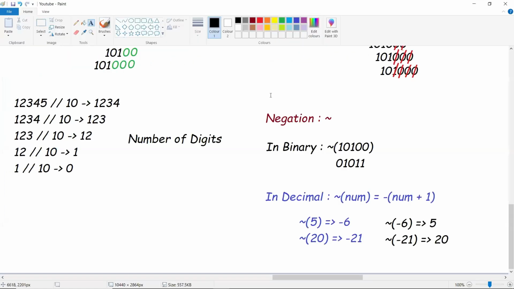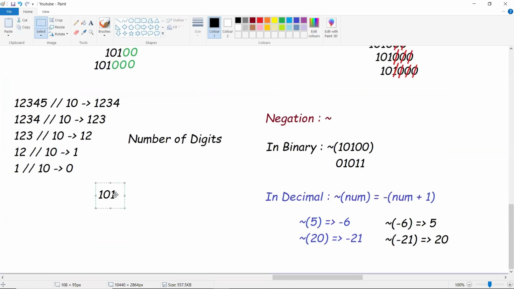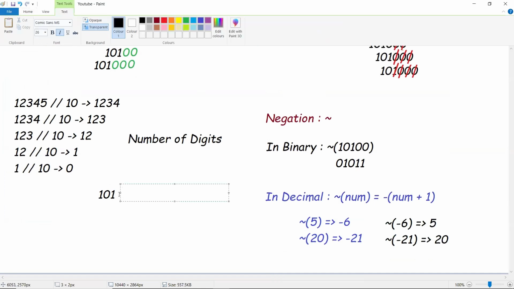Similarly, if I go over here, let's take the value 5. If I want to get the last bit out of it, I'll be doing modulus 2. Because in binary, if you do modulus 2, you get the value with respect to that bit. So if you do 5 modulus 2, the answer would be 1. So this is the value. So 5 modulus 2, the answer is 1. So you get the last bit over here.